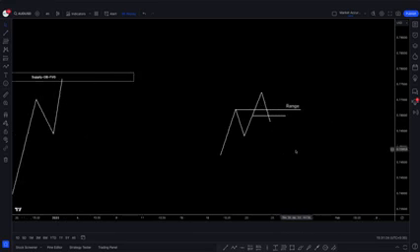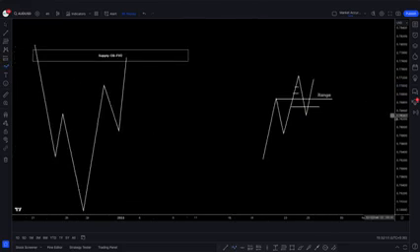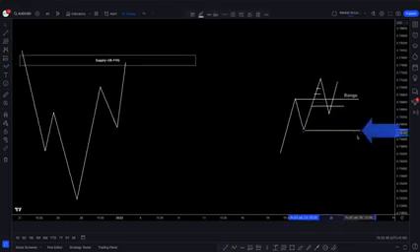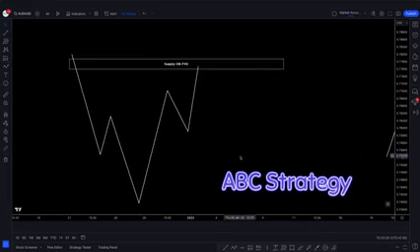Price comes back into this range and breaks some structure within this range. There could be a structure here, could be a structure here as well. But what really matters is the structure which is below this range. When the structure breaks, you take your entry from the extreme fair value gap and you take your profit at around this level. It's going to increase your win rate with the ABC strategy.